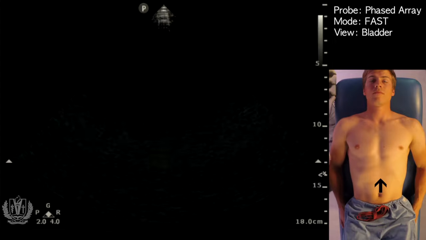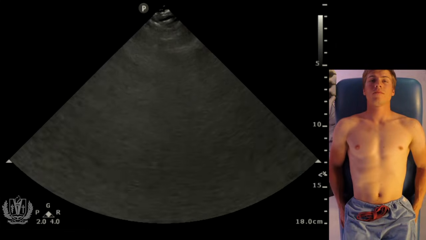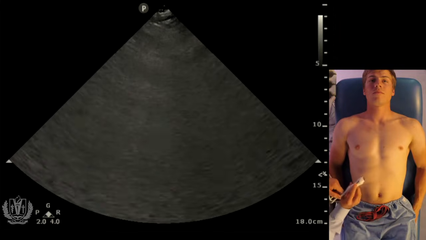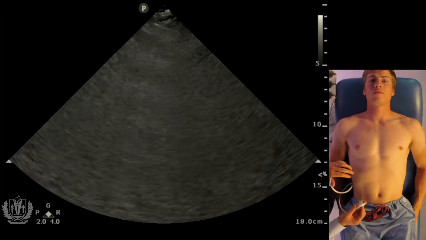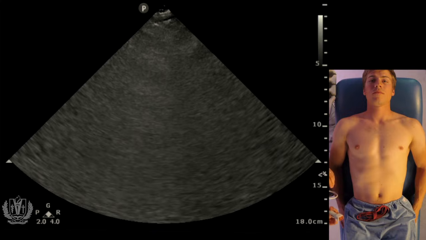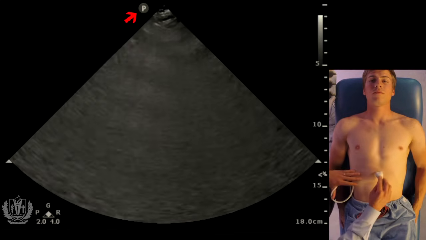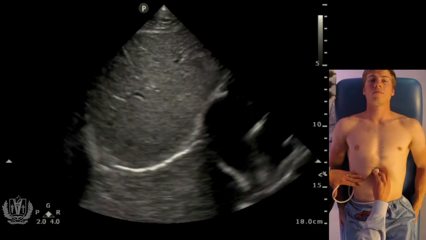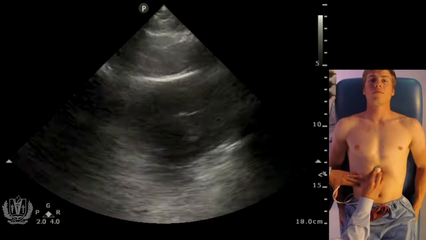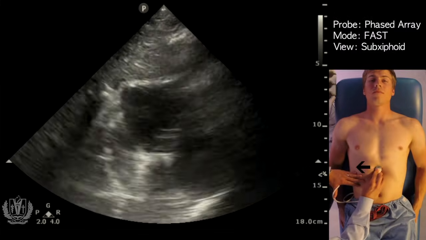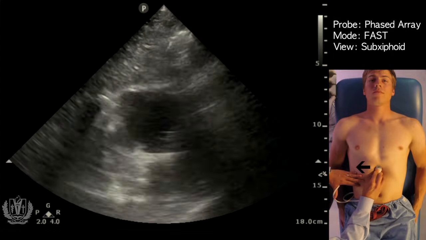The next view is going to be the cardiac view, looking for pericardial effusion. And there's two views you can use. You can use either the subxiphoid view. And since this is on the standard mode, the indicator is going to be towards the patient's right side. And you're going to identify the liver and sweep in and look for that heart. And here we see the heart, the four chambers of the heart.